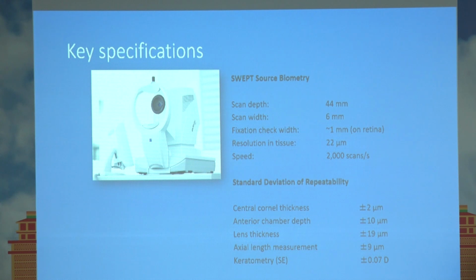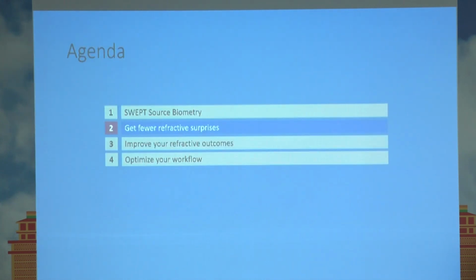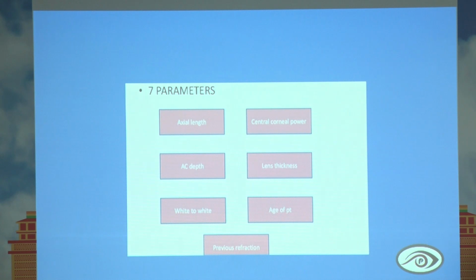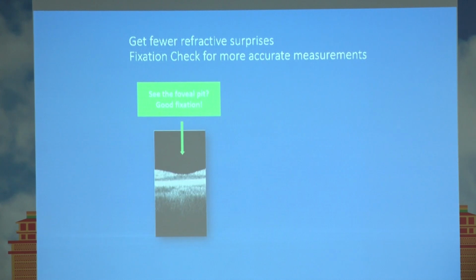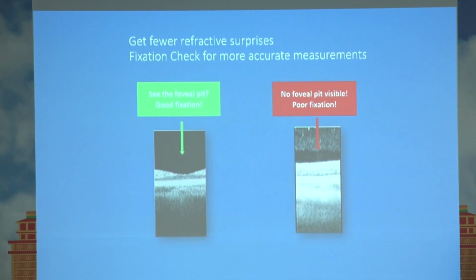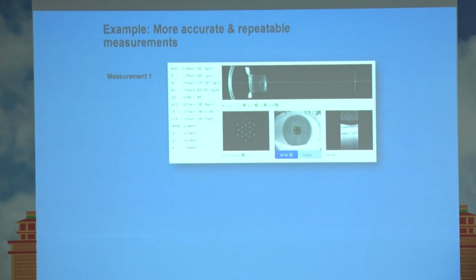So this is about the specification, I will not talk much about this, but very important, as I said, the 7 parameters: axial length, central corneal power, lens thickness, AC depth, white to white, age of the patient, and also very important, previous refraction. So this is how it shows: if you see the foveal pit in green, that means there is good fixation, but if you cannot see the foveal pit, that means there is poor fixation.